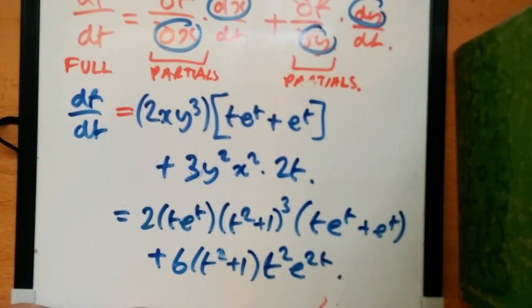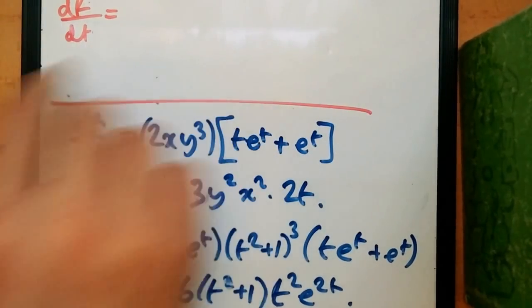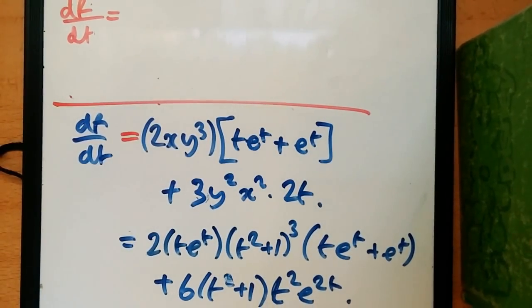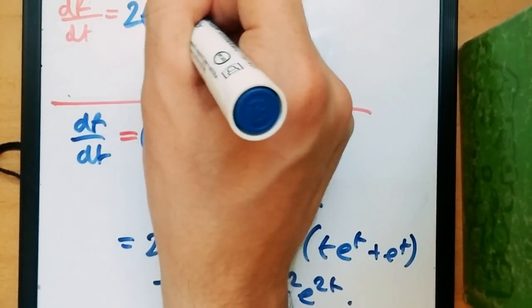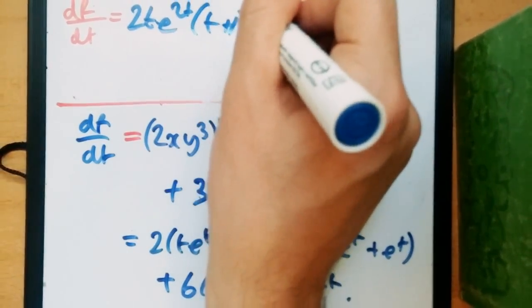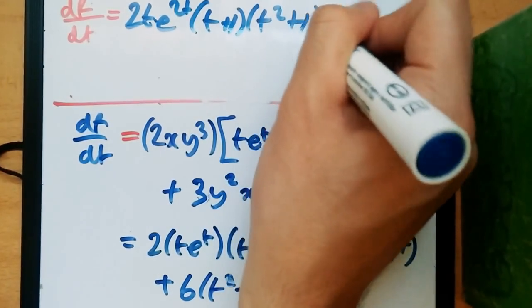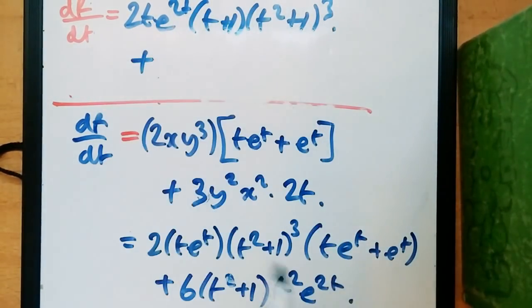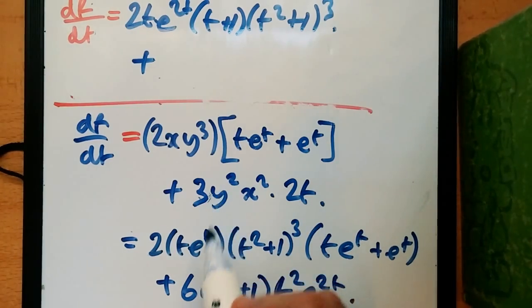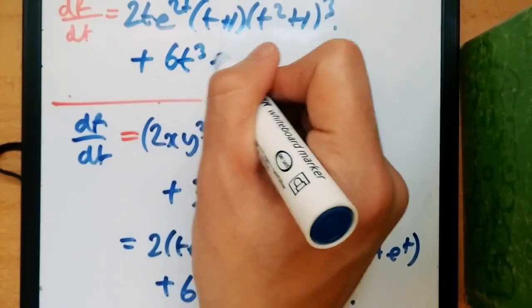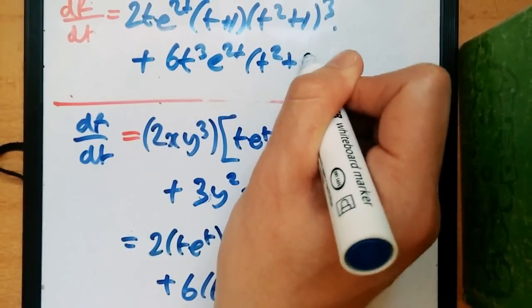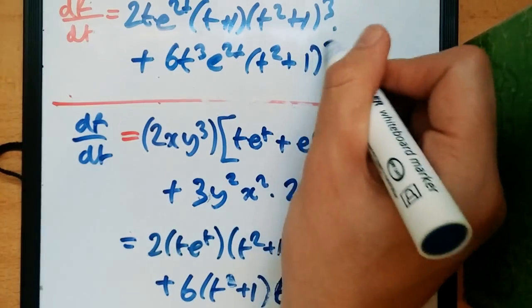Let me just quickly rub off the board. Okay, so over here now, just rub everything out. If you were to simplify, you would get, first thing, taking out e^t, multiplying directly, we'll get 2t e^2t (t plus 1)(t squared plus 1) cubed. Finally, plus in the bottom one, just multiply this. You're just going to get 6 t cubed e^2t (t squared plus 1) squared. And that's it, guys.